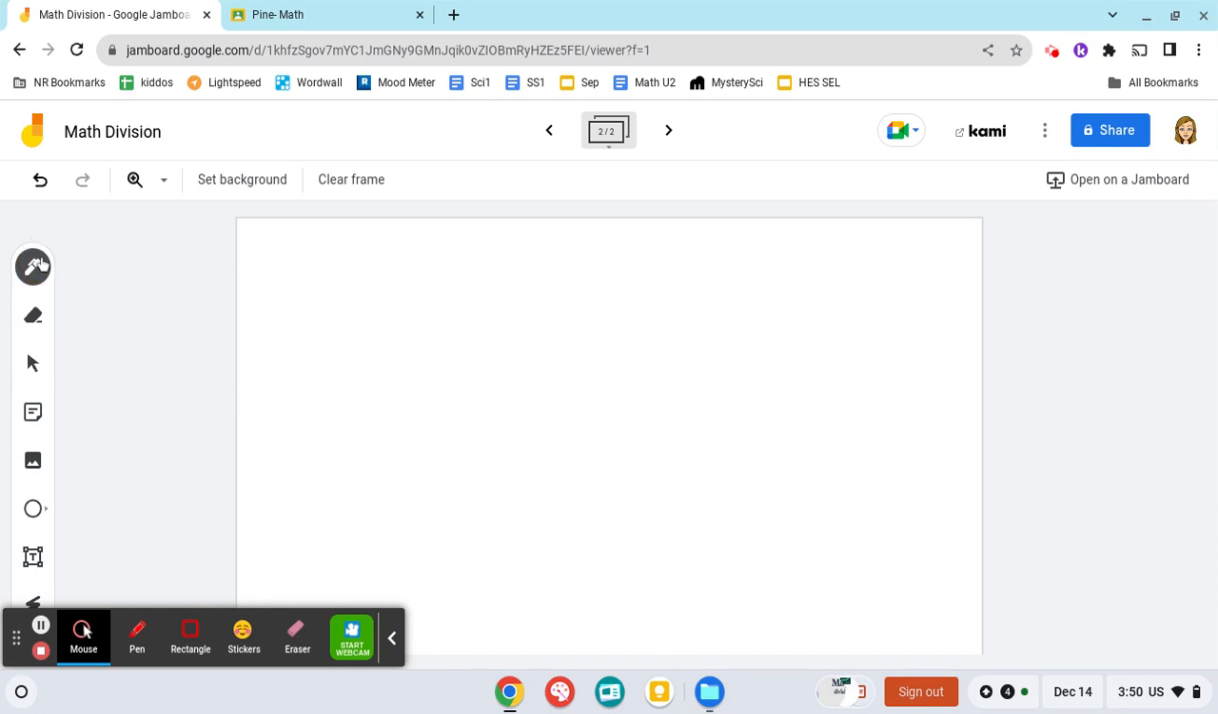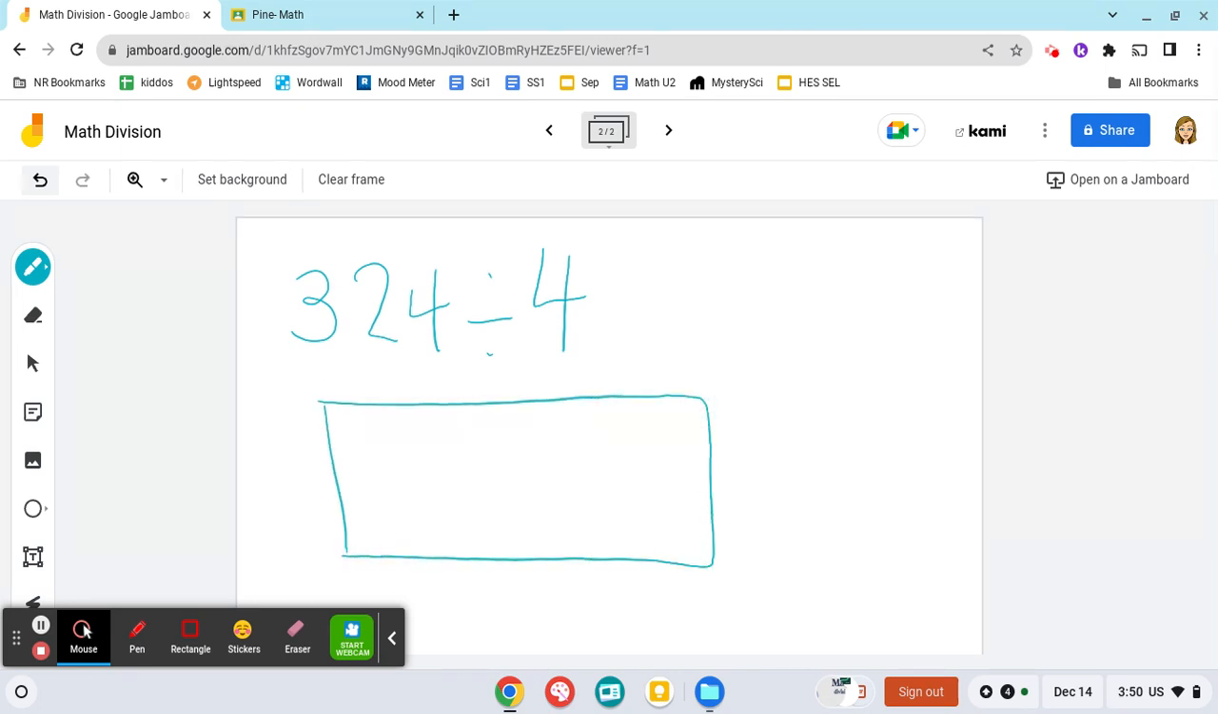So, if I was to have a problem such as 324 divided by 4, our very first step is that we are going to look at our divisor. Our divisor is the number that we are taking that whole big chunk and breaking it into. So in this case, our divisor is 4, which means that we are going to have 4 equal boxes.